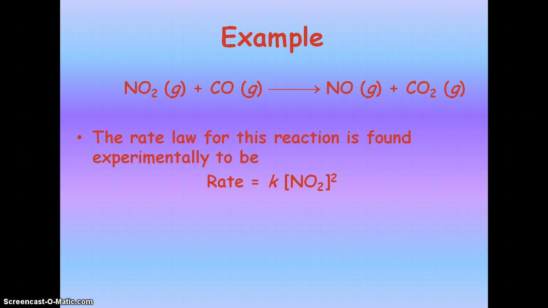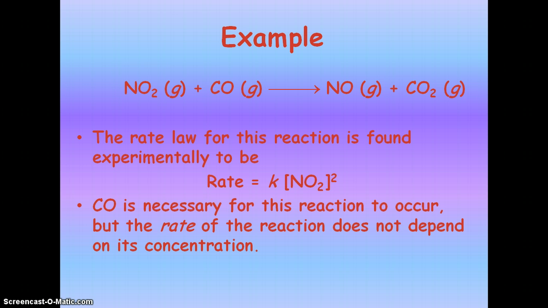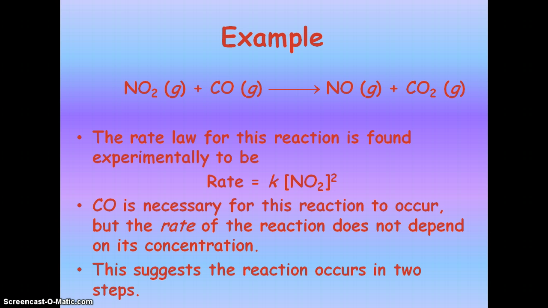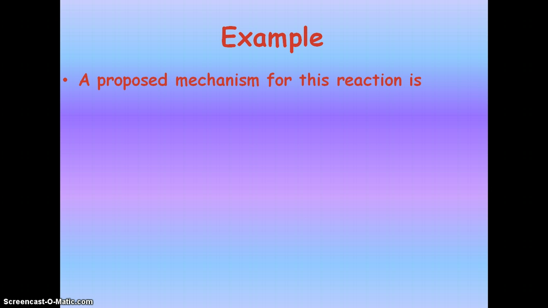All right, another example. Here is a reaction. It says the rate law for this reaction is found to be NO2 squared. Well, we see that the experimental rate law does not agree with that balanced equation. Therefore, this must occur in more than one step. CO is necessary for the reaction to occur, but the rate of the reaction does not depend on its concentration.